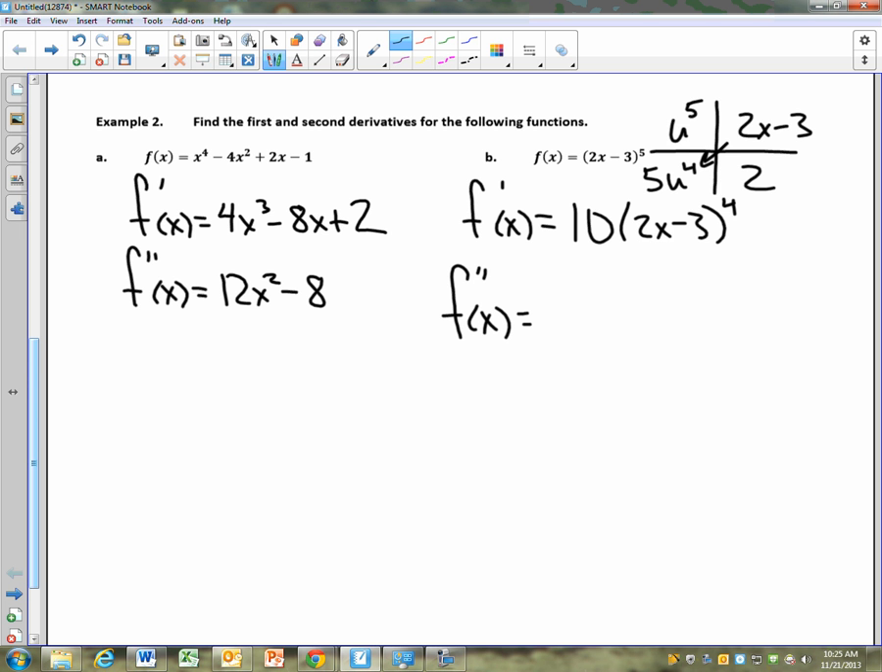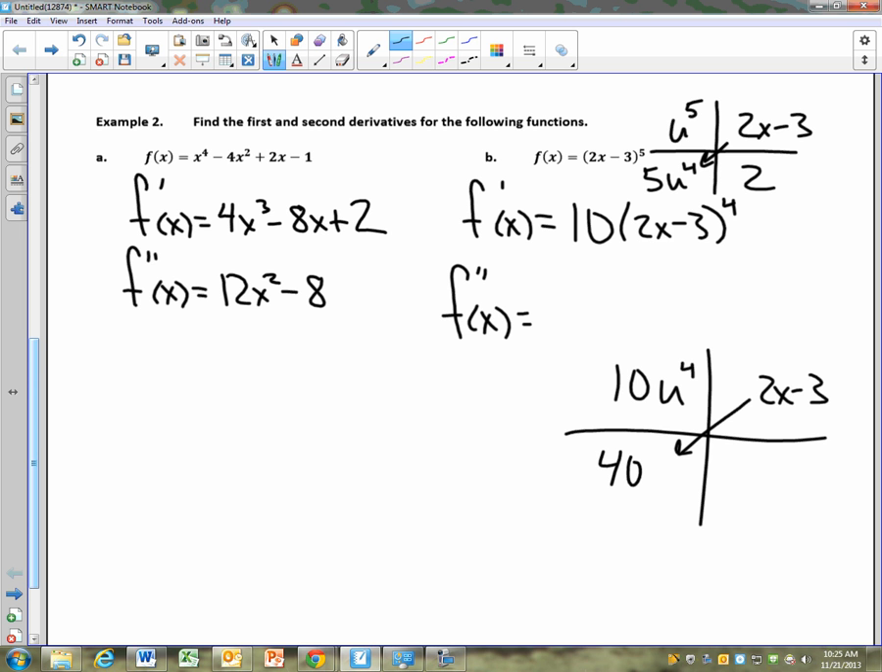If I want to do the second derivative, what do I have to use? I have to use the chain rule a second time. And so we can set it up. 10u to the 4th, set up the boxes, I have 2x minus 3 again on the inside, the derivative of 10u to the 4th is 40u to the 3rd, derivative of 2x minus 3 is 2. You multiply them and get 80 times 2x minus 3 to the 3rd.